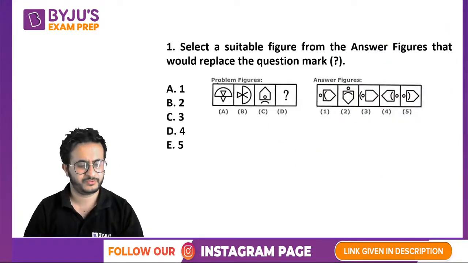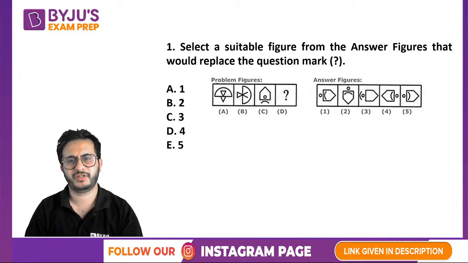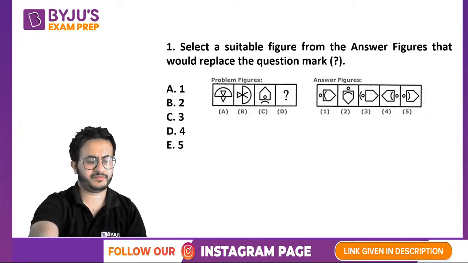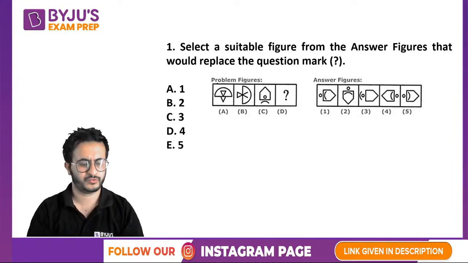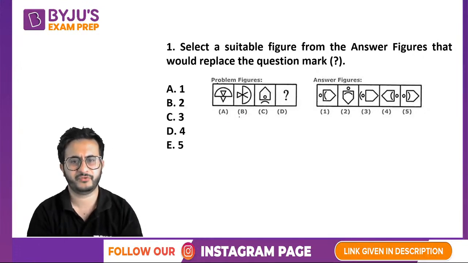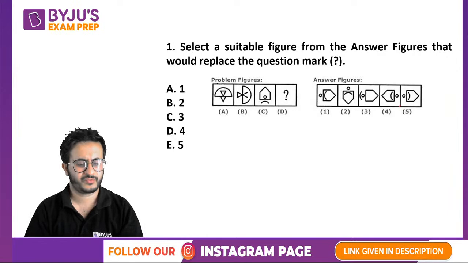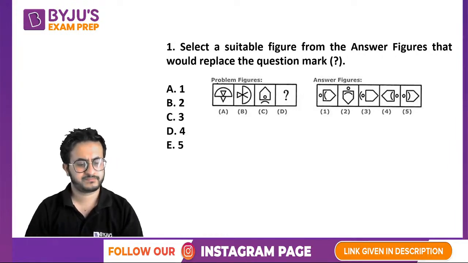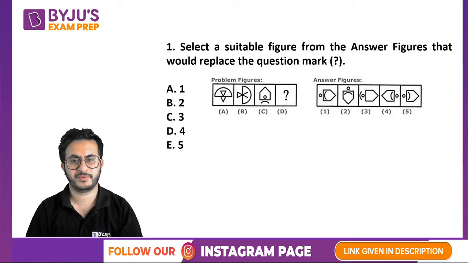So let us do the first question. It says that you have to select a suitable figure from the answer figures that would replace the question mark, right? So this is an analogy problem. Analogy problems are, we are given two statements A and B, like we are given two figures A and B. So whatever relation A has with B, C will have the same relation with D. So one has to choose what should come in place of this question mark. Which figure should replace the question mark? So the same relation has to be maintained.